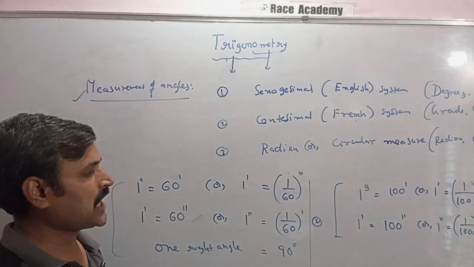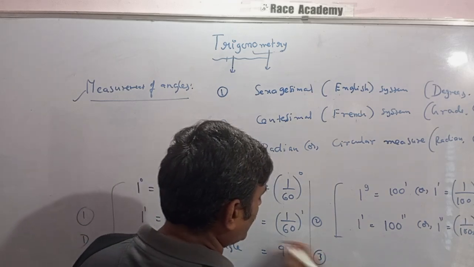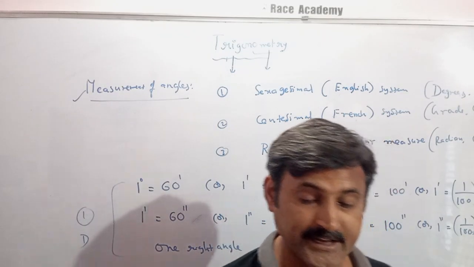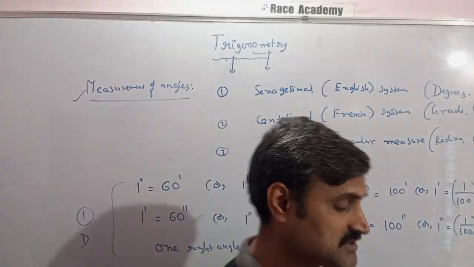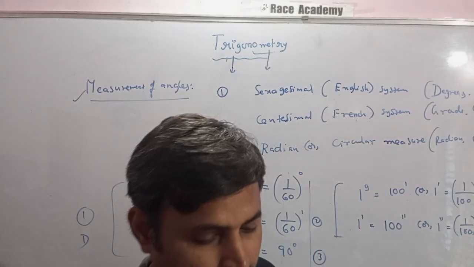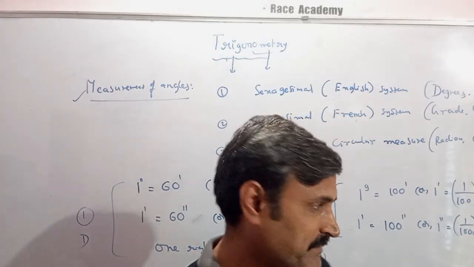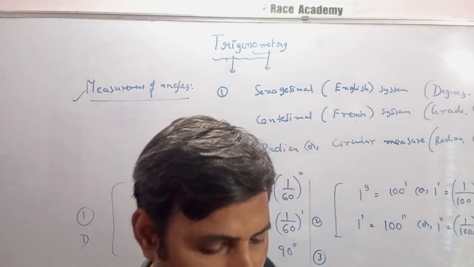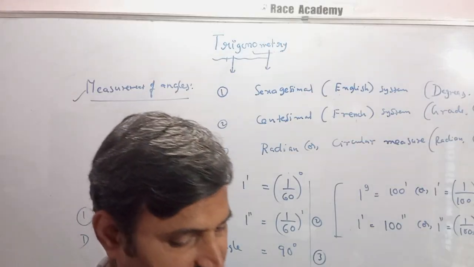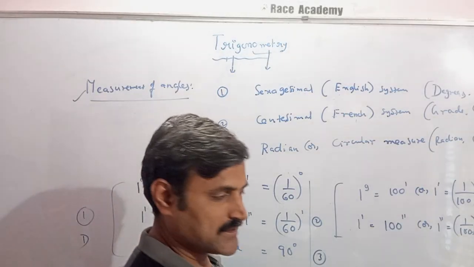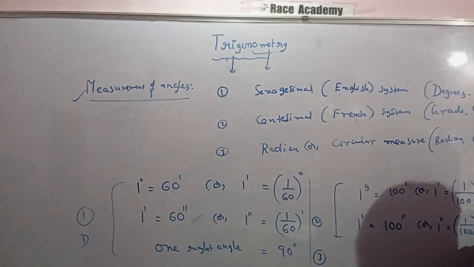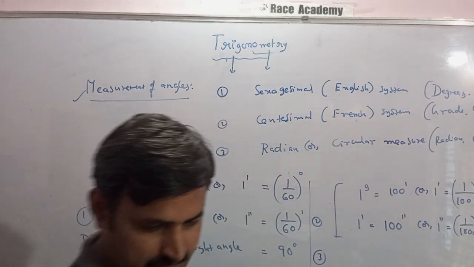Okay. Now coming to the last one, the third one, the radian or circular measure system. In this system, the unit of measurement is the radian. The angle subtended by an arc of length equal to the radius of the circle at its center is called a radian. I will tell you about this clearly one more time with a diagram. Okay, I'll show you.